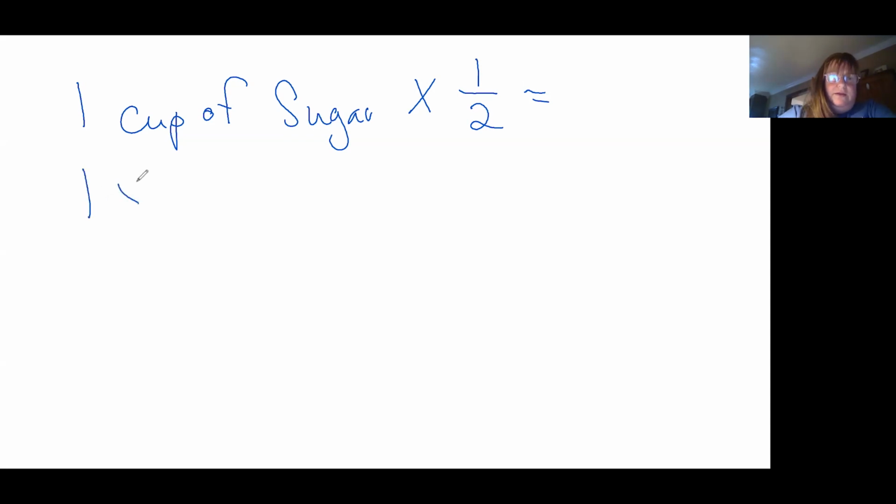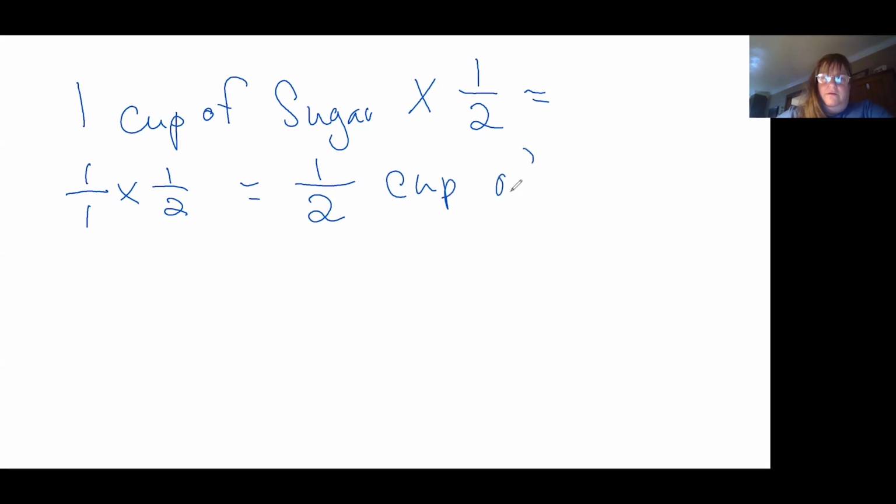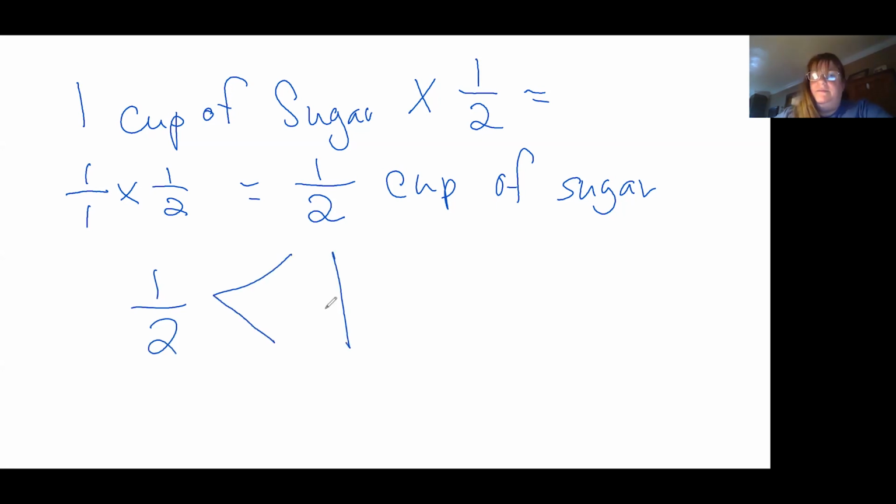So we have 1 times 1/2. First thing we want to do is make that 1 a fraction. I'm just going to draw a line and cheat a little bit here. I'm going to erase it since it is just the number 1. 1 times 1 equals 1. 1 times 2 equals 2, which means we need 1/2 cup of sugar. We know that this makes sense because we said we were making half of the recipe, and 1/2 is less than 1. So that makes sense.